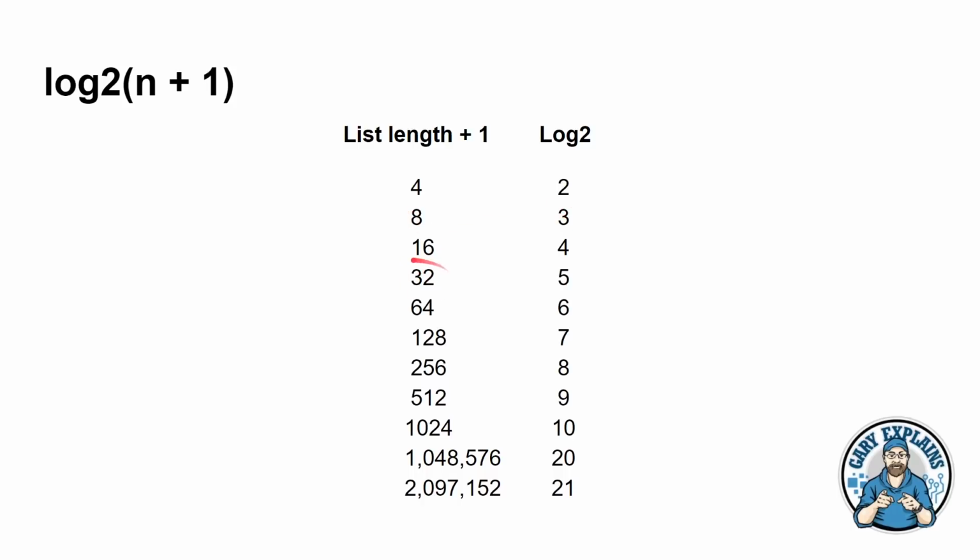If I double the list again to 32, I need 5 tries. Why? Because the 1 extra try will cut the list in half and allow me to get back to 16, so I can do it. And in fact, if you go right up here to the millions, you can see at the end here, in 1 million, I can do it in 20 tries. In 2 million, I can do it in 21 tries. In 4 million, I'll be able to do it in 22 tries.